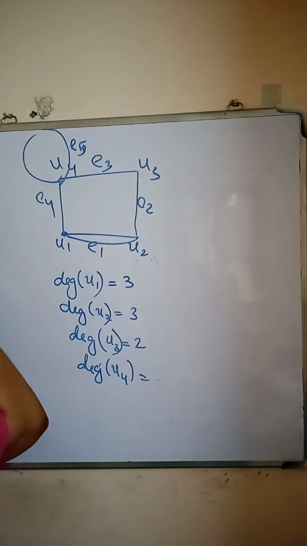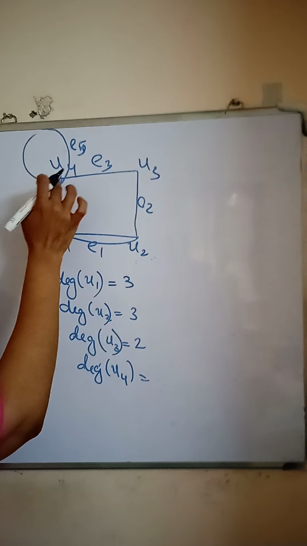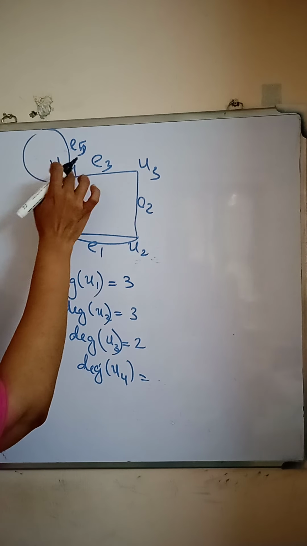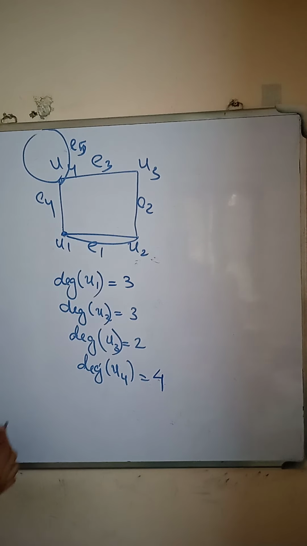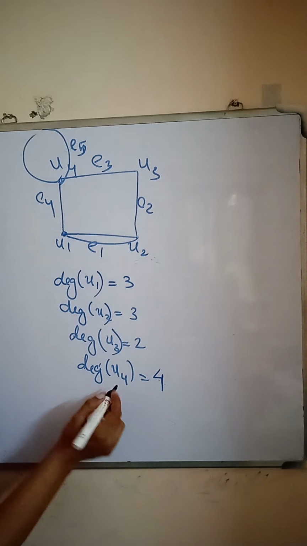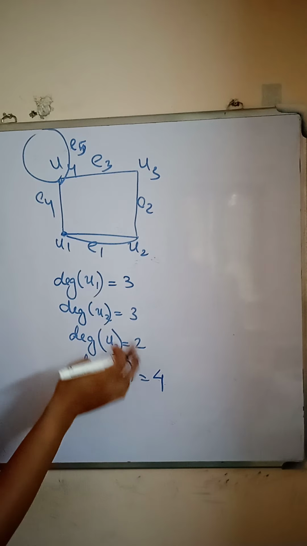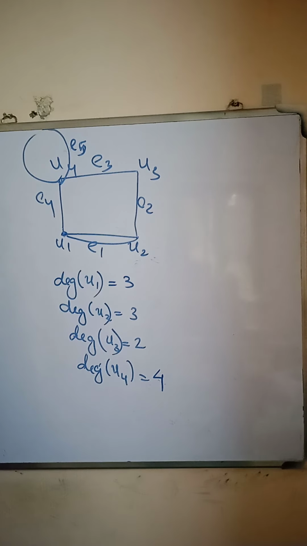And the degree of U4: the loop starts from U4 and ends at U4, so it is taken as 2. So the degree of U4 is 4. That is, we have 4 vertices and the total degree is 12.